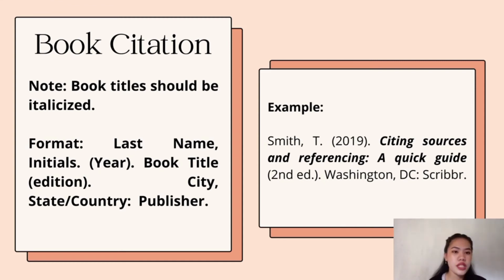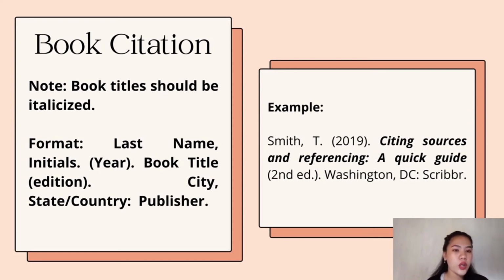So here, in a book citation, you should keep in mind that the first letter of the book title should be capitalized, and then the rest of the title should be italicized. So we have here an example: the author's last name, which is Smith, followed by a comma, and then the author's initial, which is letter T, and then followed by a period, open parenthesis, the publication year of the book, which is 2019, and then followed by a close parenthesis and period.